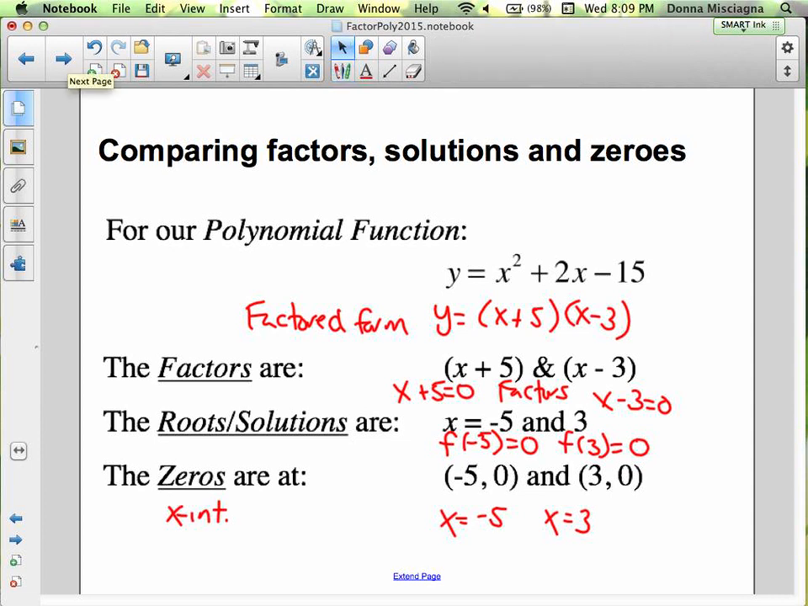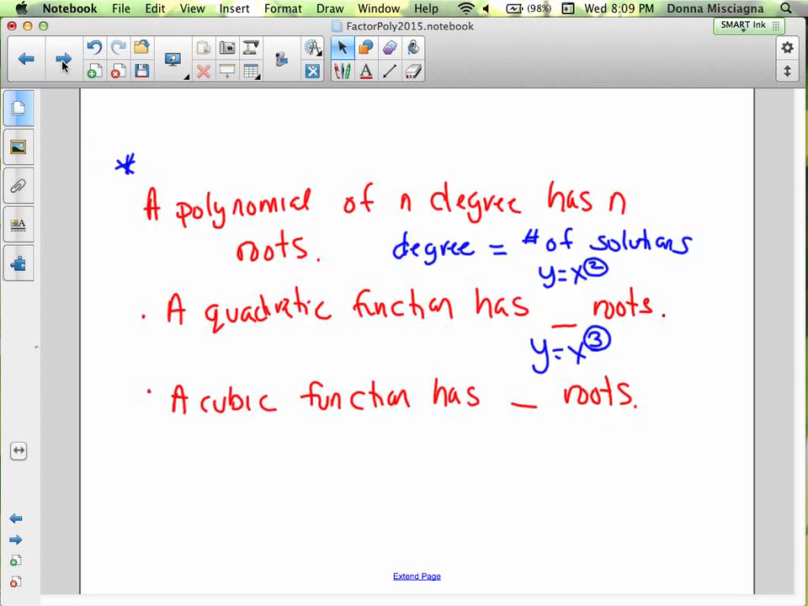So you do need to know that if something is a factor, it's going to result in us having a 0 and being an x-intercept. And if I plug that value in, I get 0 out. And we can see the value of y when x is negative 5 is 0. It's right there with our point, negative 5, 0. So make sure you understand that little relationship.